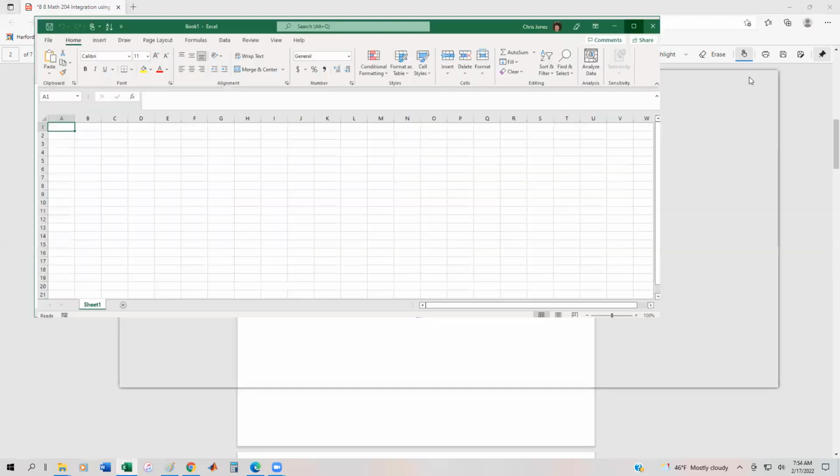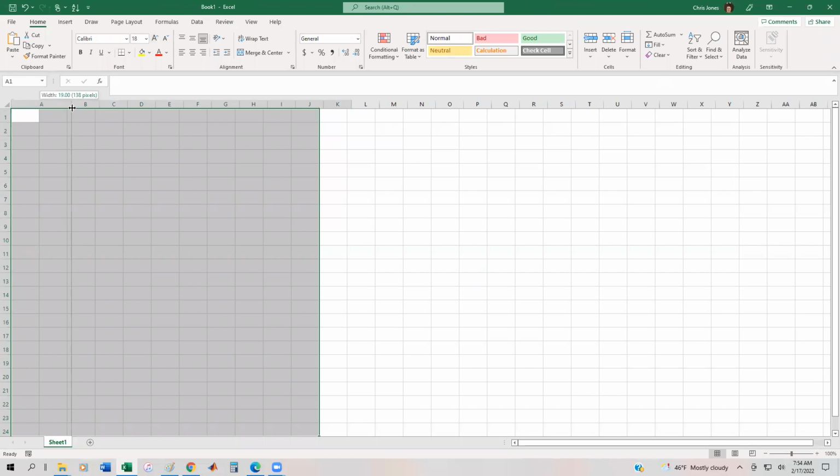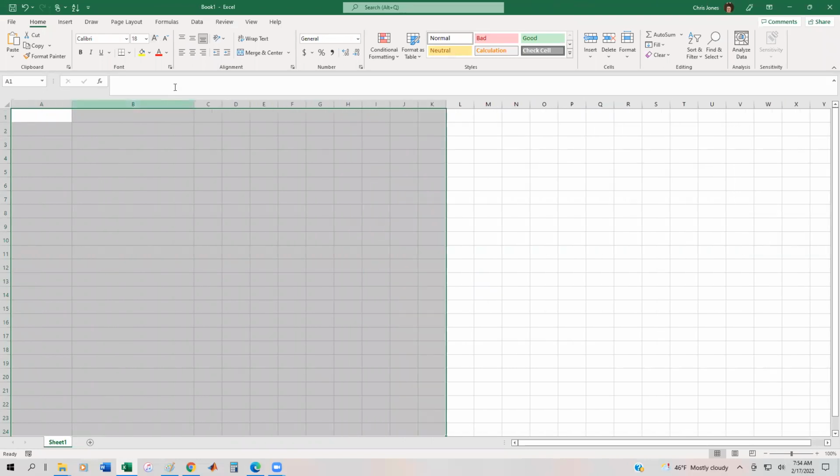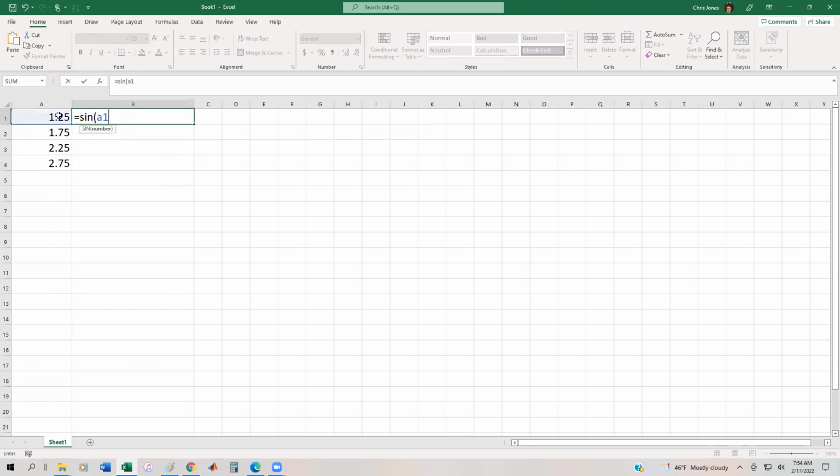All right, so here's our Excel. I'm going to blow up the font a little bit so that if you have a small screen or you're watching on your phone, you might be able to see a little bit better. And over here I'm going to put those midpoints. Okay, so 1.25, 1.75, 2.25, and then 2.75. And over here, I'm going to say equal sine of A1, which is sine of x, divided by A1, which is x, or the 1.25. Then I'm going to hit enter, and that's the first one.